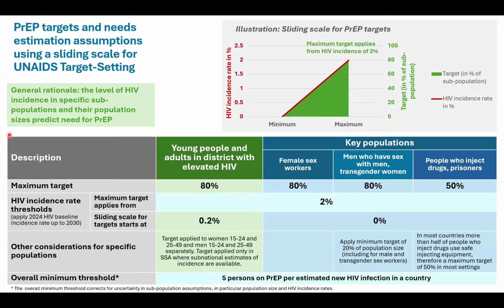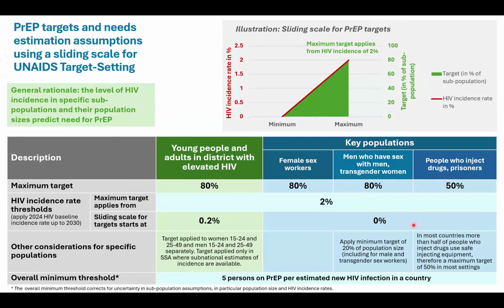So the table here goes through what those maximum coverage levels are. So there are targets laid out for PrEP for young people and adults in districts where HIV risk is elevated. The coverage maximum target there is 80%. And there are similar maxima for female sex workers and men who have sex with men and for transgender women. For people who inject drugs and for prisoners, the maximum is 50%. And there's some population-specific considerations that go into that maximum.